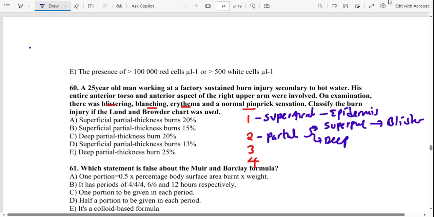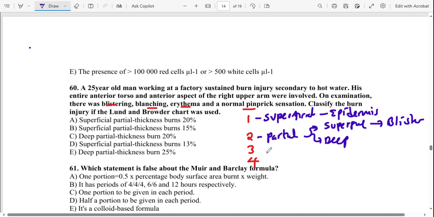But when it comes to the features of the deep partial, the skin is going to look mottled. You are going to have layers of dark and then red, dark and such. That is the mottled appearance. There are also going to be blisters. Pain is going to be there, but of course it is going to be reduced.